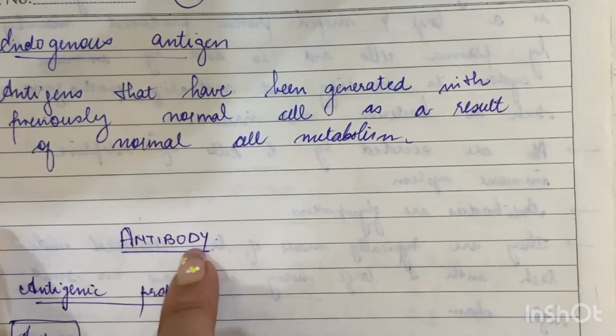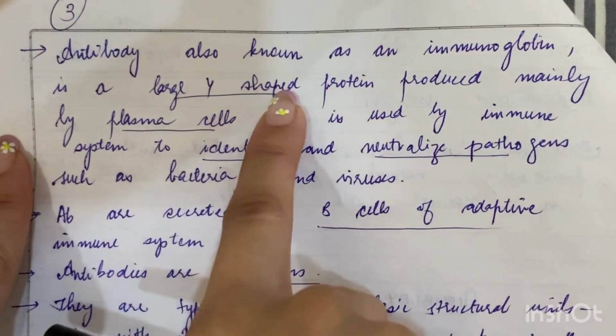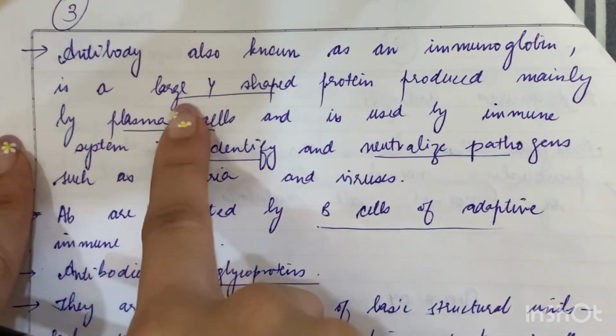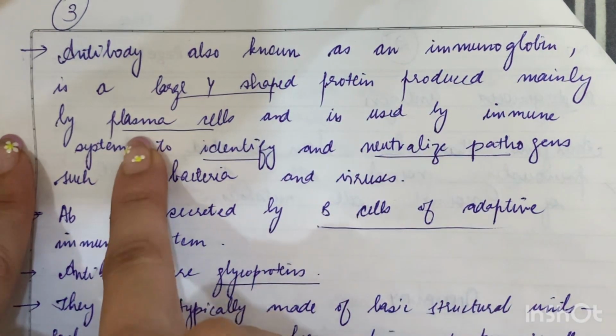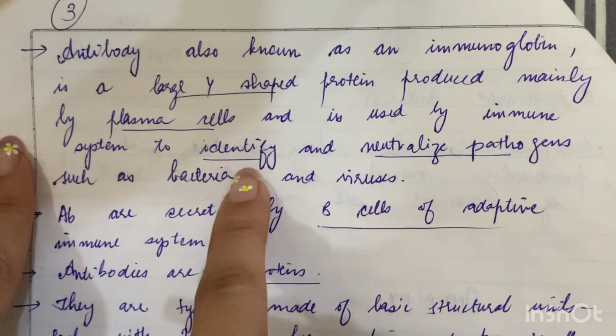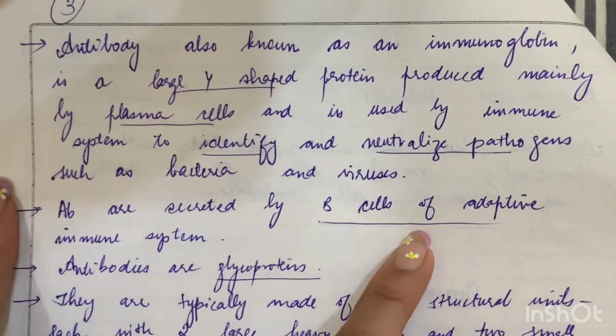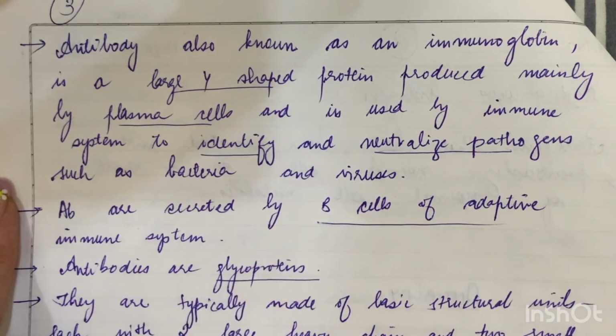Now we'll study about antibodies. They are also known as immunoglobulin. It is a large Y-shaped protein produced mainly by plasma cells and is used by the immune system to identify and neutralize pathogens. Antibodies are secreted by B cells of the adaptive immune system.